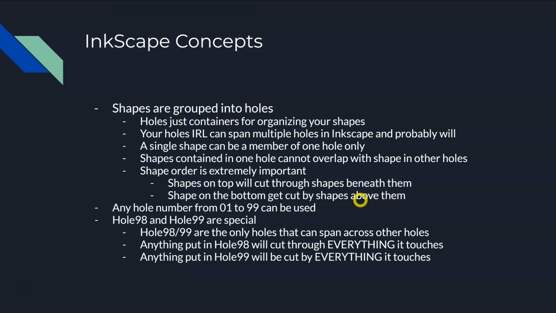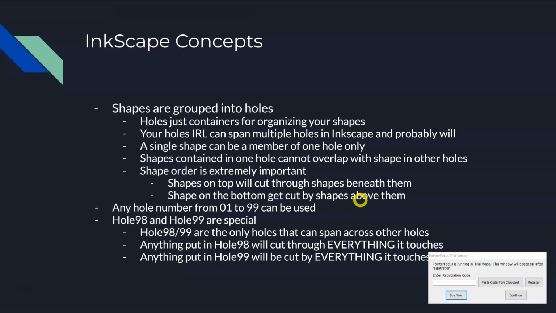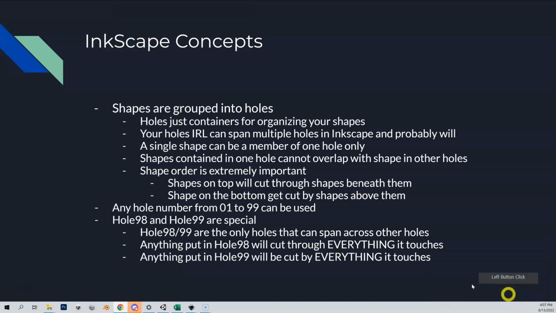Holes 98 and 99 are special, and they're leveraged for very particular things. First of all, they're the only holes where the shapes within them can span across other holes. And this is going to be a hard concept to explain until I show you. But the thing that's special about hole 98 is anything you put in hole 98 will cut through everything it touches. So if it spans multiple holes, it'll cut through all the shapes that it touches. And then anything in hole 99 will be cut by everything it touches, so it almost sits on the bottom of everything.